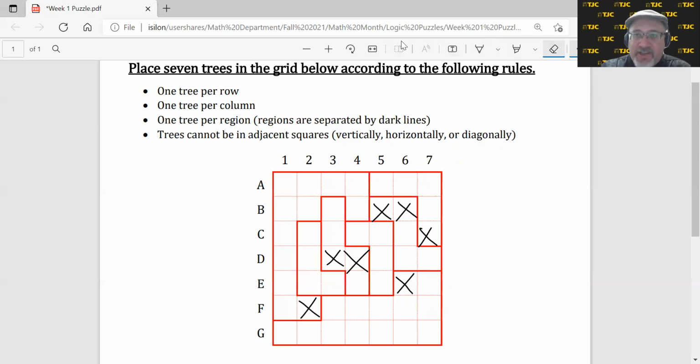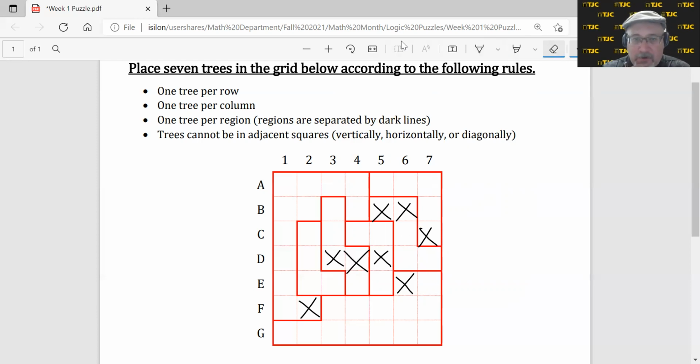We can cross out D5 as a place for a tree. We can cross out D5 because if there was a tree there, then it would cross out these by row and this by adjacency. And then that region that contains the 3 check marks would no longer have a location for a tree.